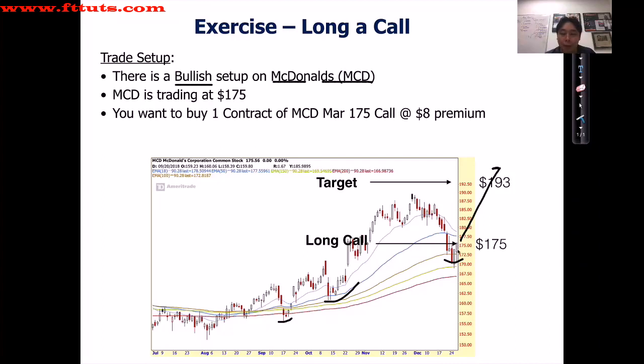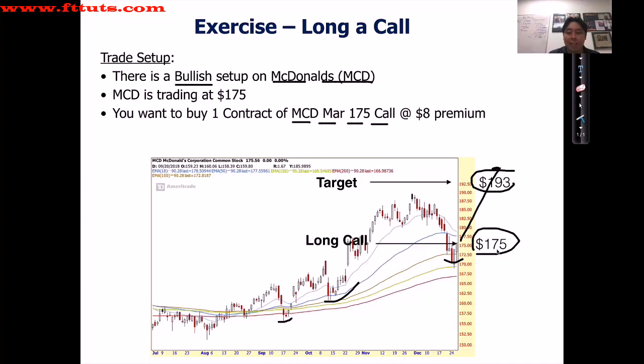Currently the price is $175, and we anticipate that McDonald's would go up to $193 in the next month or so. So we decide to long a call, and again, buy the at the money call. The at the money call would be the McDonald's March 175 call.